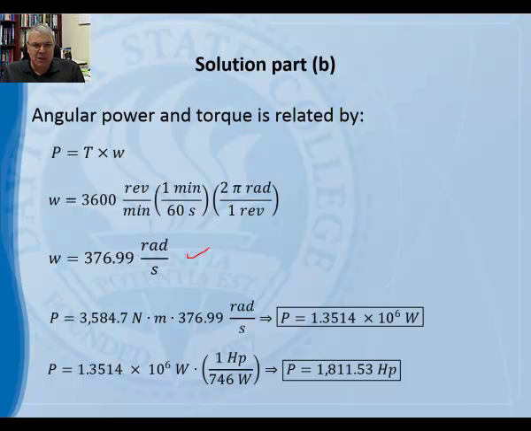We do a numerical substitution again, knowing W and T. We should be able to calculate P. Note the units here. This P is in watts, Newton meter radian per second. In order to convert that to horsepower, 1 horsepower is 746 watts, so the number would be smaller. We divide it by 746 watts. It would be 1,812 almost. That's the horsepower.